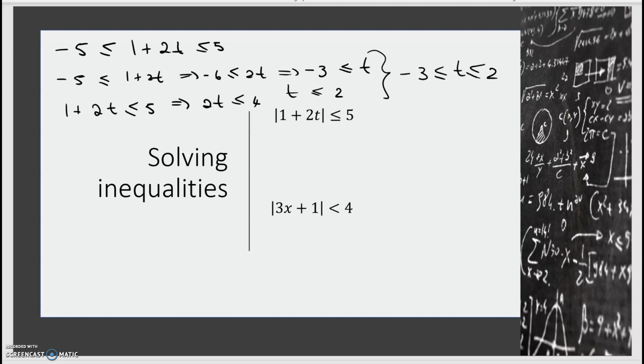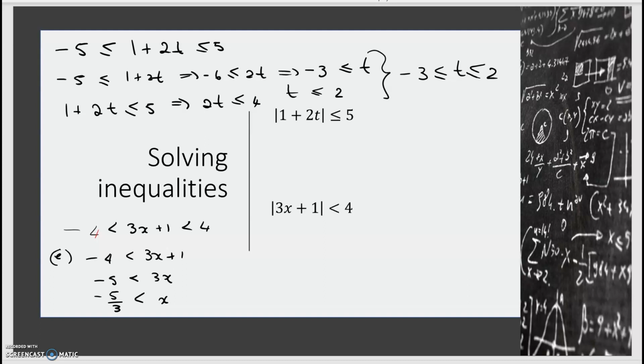Okay, let's have a look at the last one on the sheet here. Filling in the definition, that will say that negative 4 is less than 3x plus 1, which is less than 4. Just by the definition, let's take the left-hand side, so that negative 4 is less than 3x plus 1. Taking 1 off each side, so we get negative 5 is less than 3x. So x is greater than negative 5 over 3.